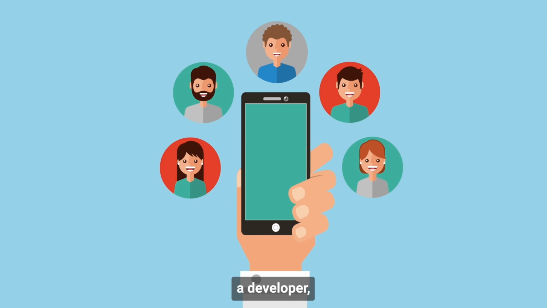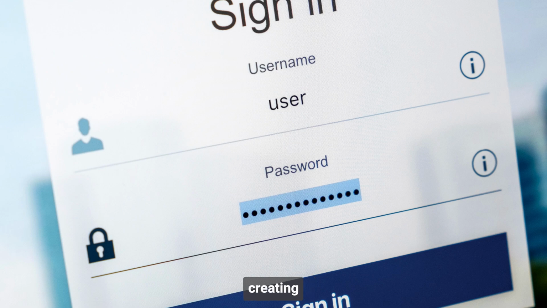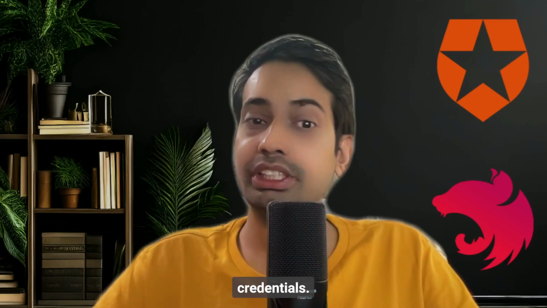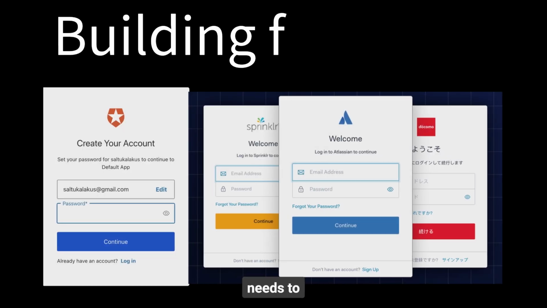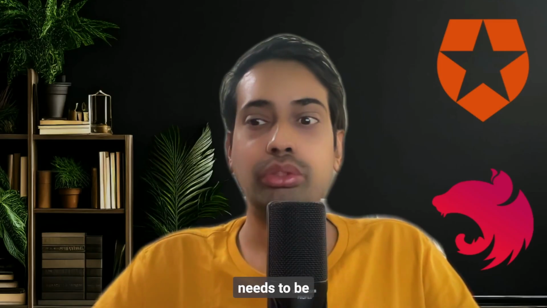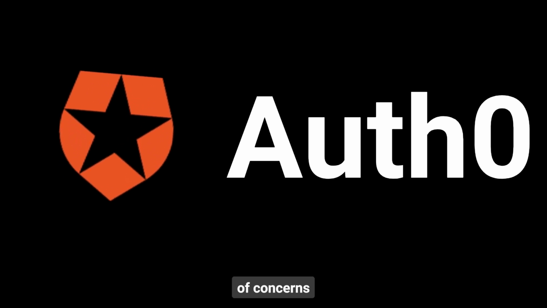So as a developer, it requires you to create a user interface, front end, back end, and database. You will be creating a front end login interface, a back end, and a database to store the credentials. For future use, your front end interface needs to look good if you are building an application for the future, while your back end code needs to be secure and reliable. Auth0 is a universal solution that handles all these kinds of concerns for you.